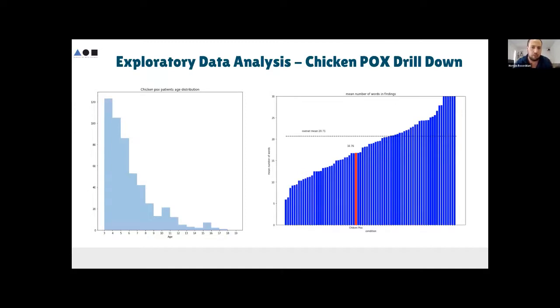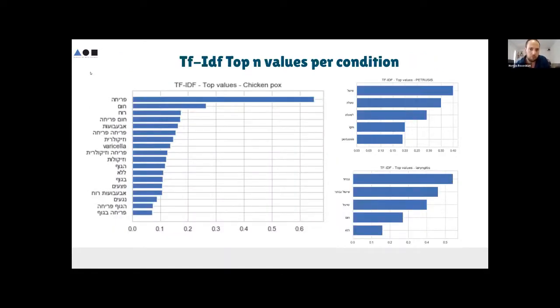Can we go to the next slide, please? We also printed the TF-IDF values to see what are the most important tokens to describe this certain condition. We can see the rash is right there at the top, and it makes a lot of sense, right? So then we went into the NLP field.